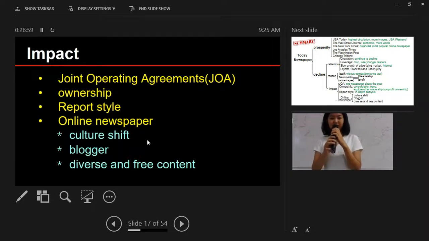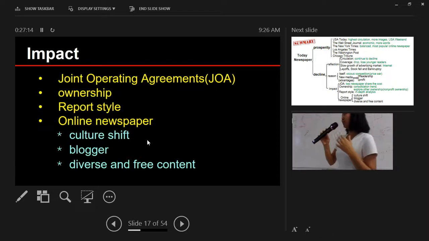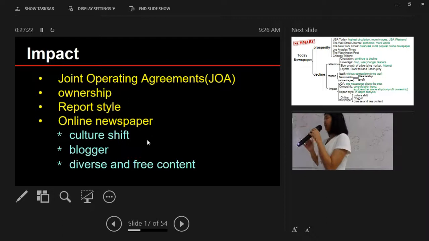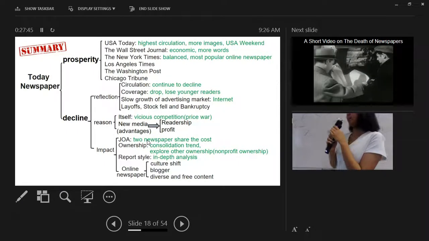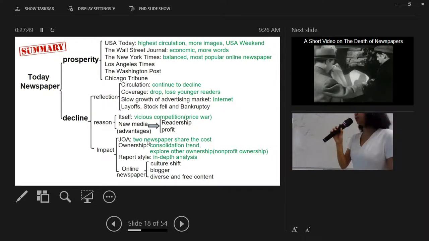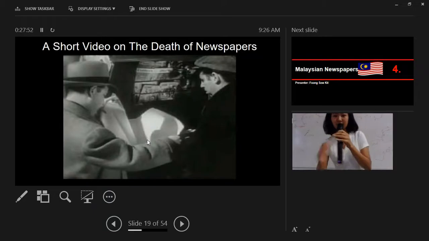The last is the online newspaper. With the decrease of readership and the increase of the internet, many newspapers have embraced a culture shift and moved to online journalism. During the transformation of the newspaper, many professional journalists moved to the blogosphere and became bloggers. The diverse and free content can attract many readers. And this is the summary of the newspaper today. Now we'll watch a video to know about the death of the newspaper.